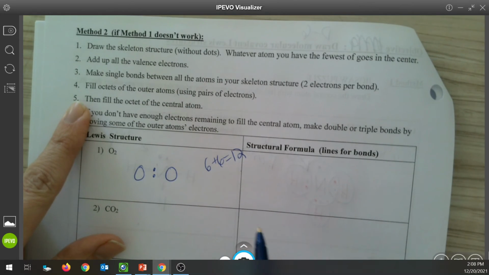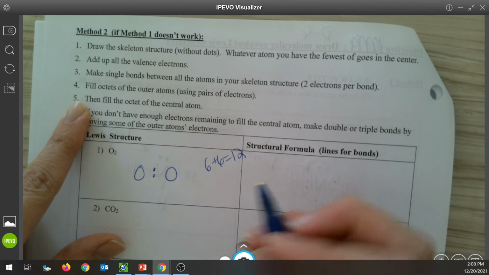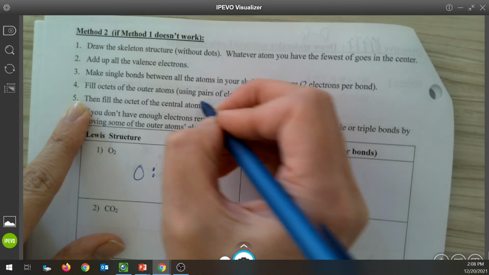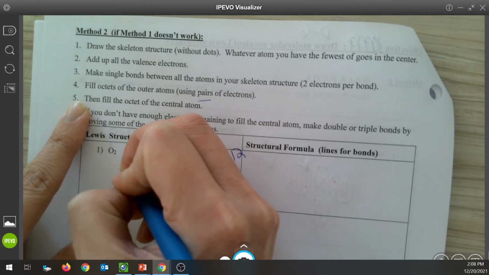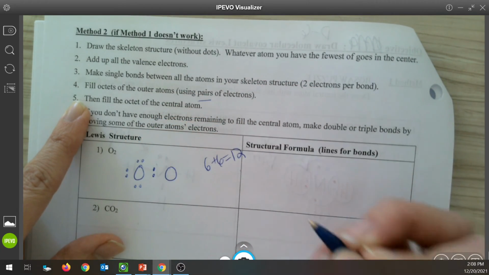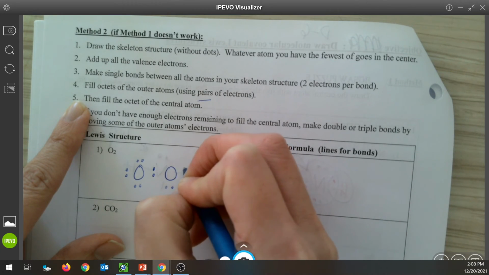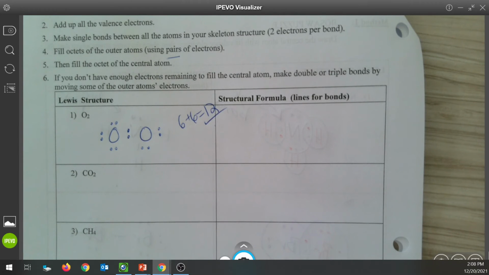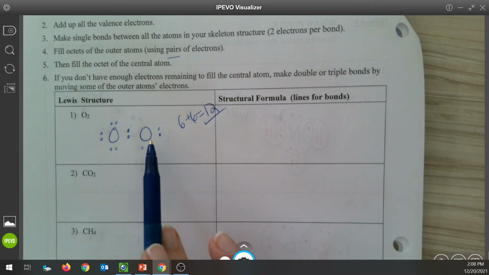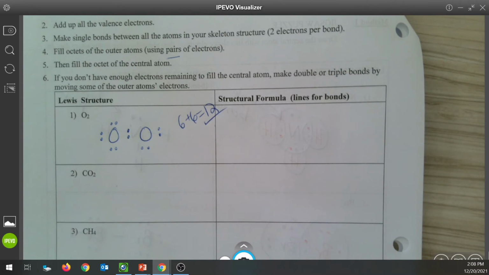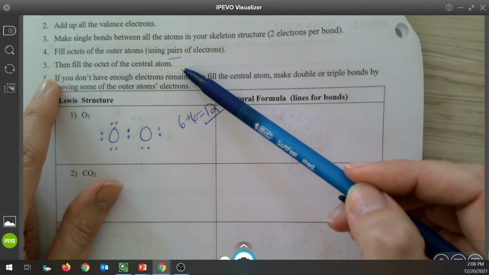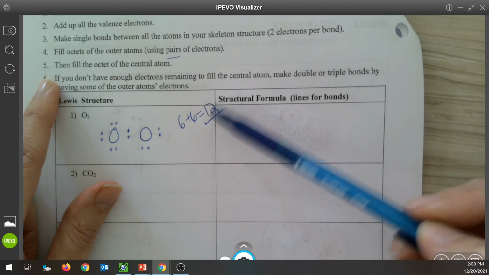Then fill the octets of the outer atoms in pairs. 3, 4, 5, 6, 7, 8, 9, 10, 11, 12. Put a check under the 12. We used up all 12. Notice I'm not specifying which ones came from this oxygen and which ones came from this oxygen. We're just pooling them all together and distributing. Now, is that structure stable? No. If we had more electrons, we'd fill the octet of the central atom. We don't have any more electrons, though.